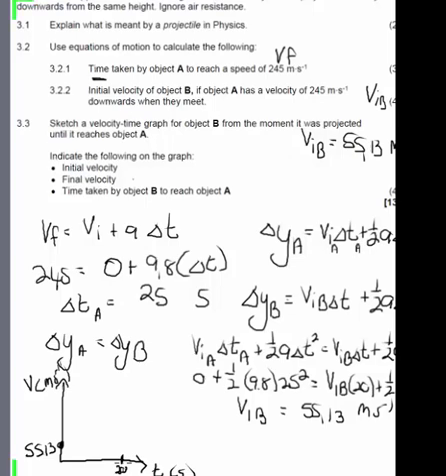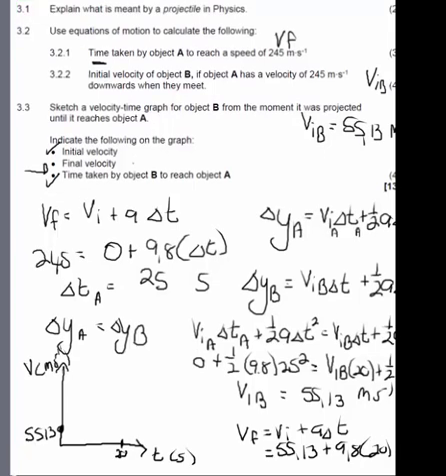I haven't calculated the final velocity of object B yet. It is one of my questions. So I have initial velocity, I have the time taken, but I don't have final velocity. Many ways in which you can go and calculate this. I'm going to use Vf equals Vi plus a change in time, where Vi is equal to 55.13 plus 9.8 multiplied by 20. And if you go and calculate this, it's going to give you 251.13 meters per second downwards, which is my final velocity.